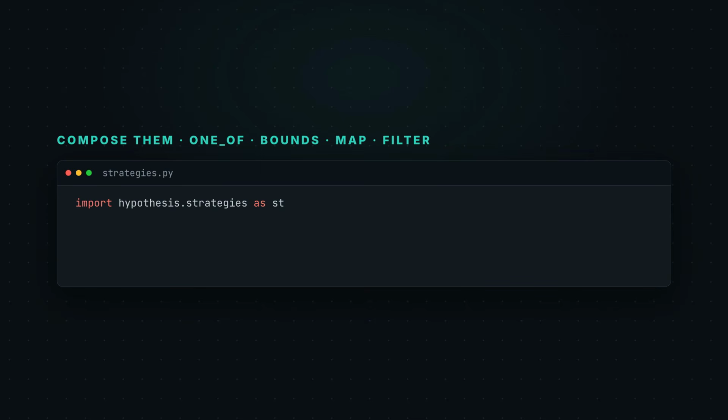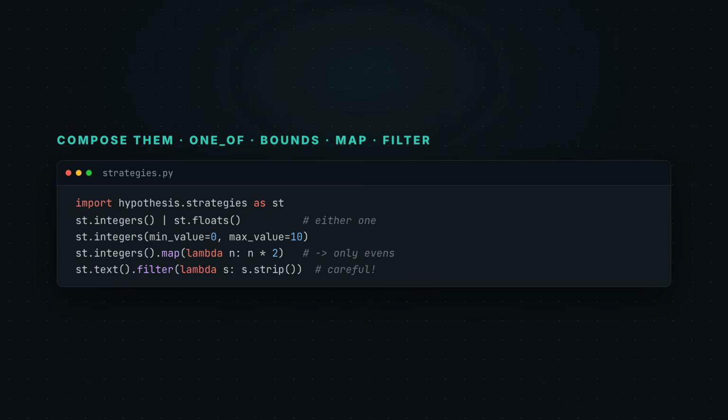And you combine them. The pipe means either an integer or a float. You can bound them. Integers from 0 to 10. .map transforms every value. Integers mapped times 2 gives you only even numbers. And .filter keeps the ones you want.